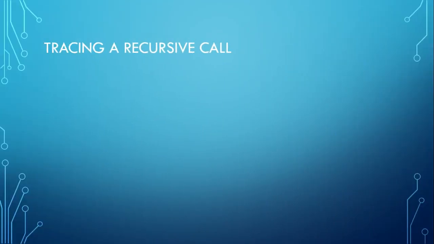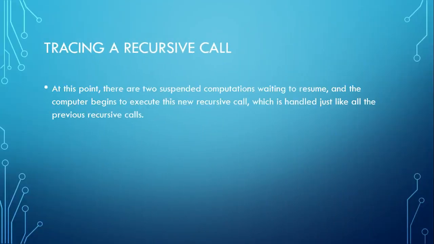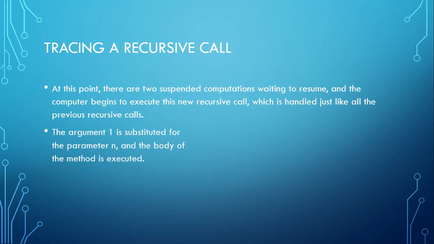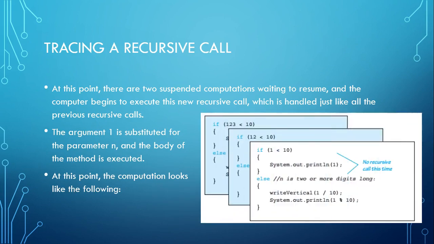At this point, there are two suspended computations waiting to resume, and the computer begins to execute this new recursive call, which is handled just like all the previous ones. The argument 1 is substituted for the parameter n, and the body of the method is executed. At this point, the computation looks like the following. So you'll notice that we have no recursive call up here, and then, of course, we now have this down here.